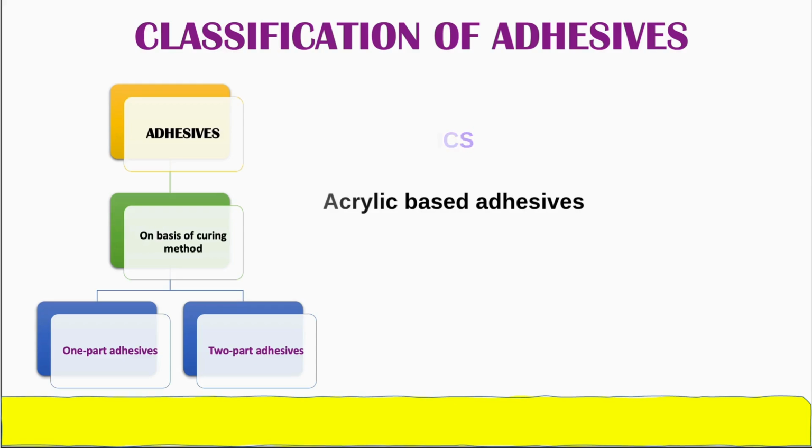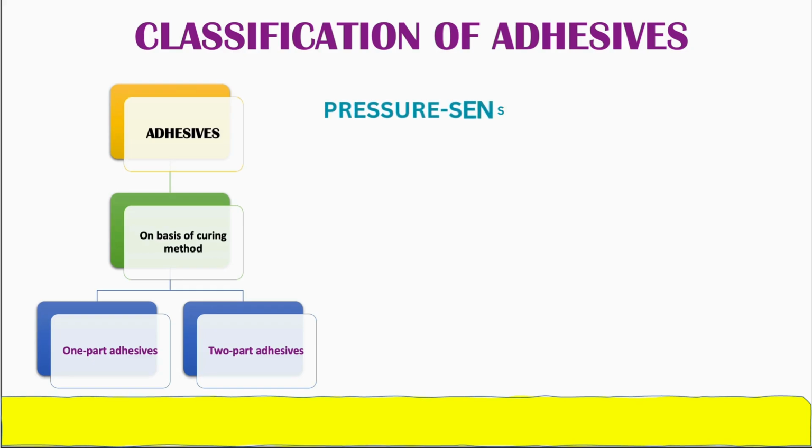Next is the pressure sensitive adhesive, PSA. As the name suggests, they get cured when pressure is applied. Adhesives of this type do not actually cure. Adhesive bonding forms between the adhesive and the substrate as a result of the pressure applied to the substrate. And the strength of the adhesion is determined by the pressure with which it is applied upon the substrate.